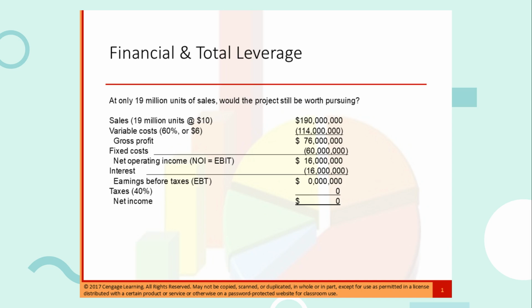To see this, the income statement for sales units equal to 19 million, which is 20 million times 0.95, is shown here. The degree of total leverage suggests the proposal is fairly risky if the expected sales level is 20 million units. If the expected level of sales were much higher, the proposal would not seem quite so risky.